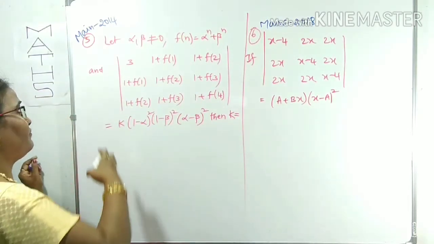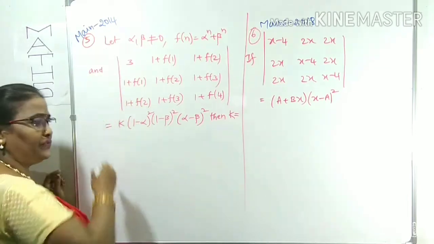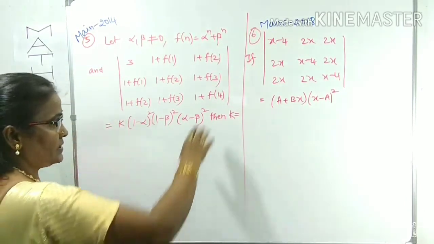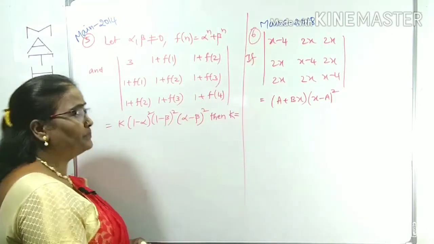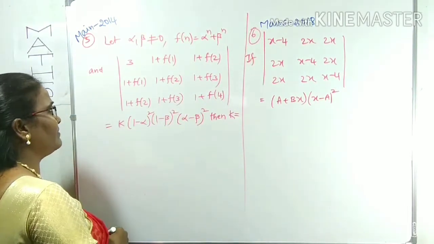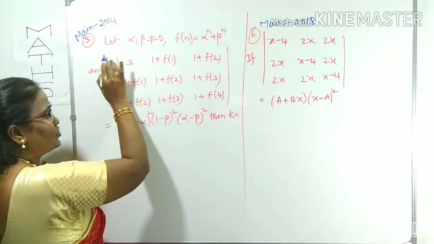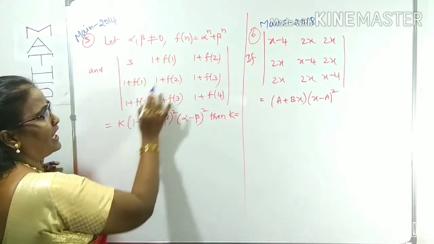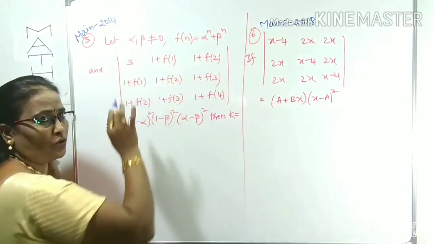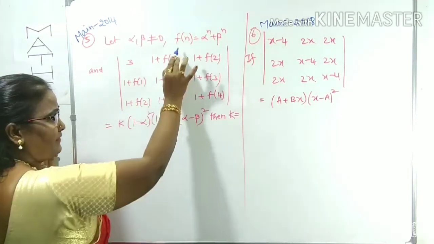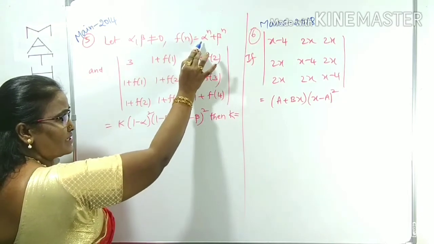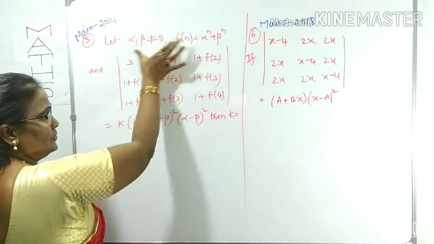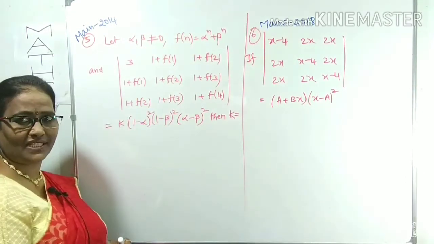Now come to question number 5, which was given in Mains 2014. This one was given in Mains 2018. What is given in these two questions? First, you can understand question number 5. Alpha beta not equal to 0, that is one of the conditions. And fn is a function in terms of alpha power n plus beta power n. You have to concentrate on these two first of all.